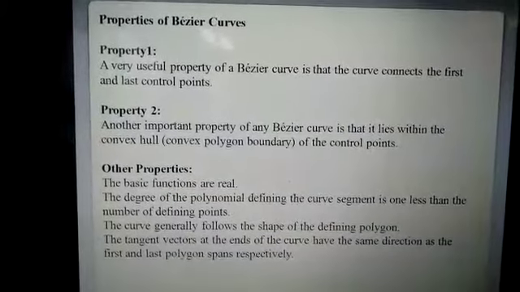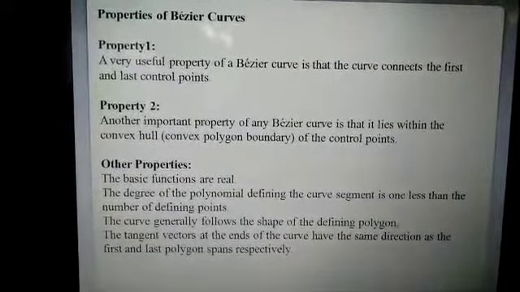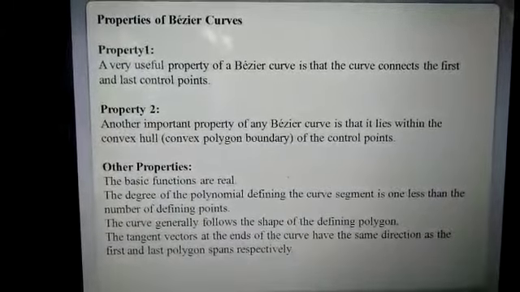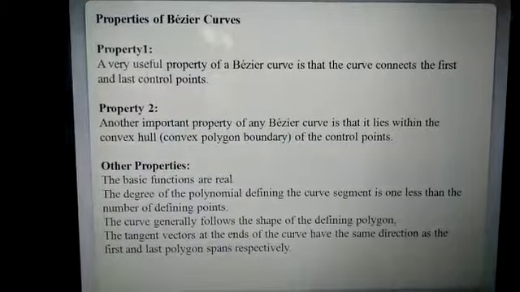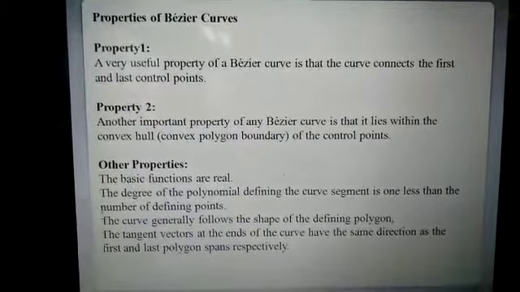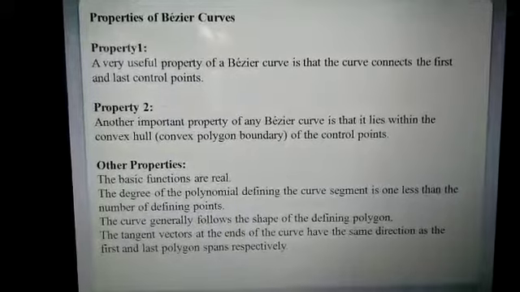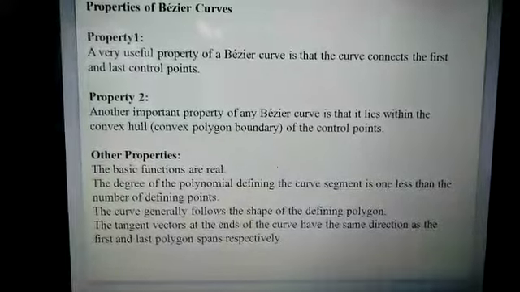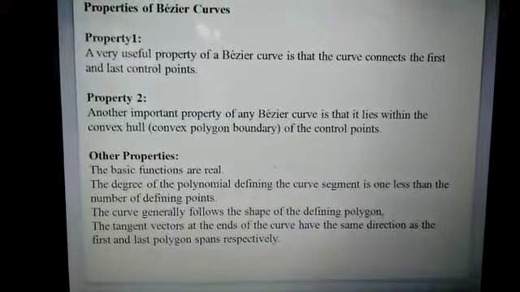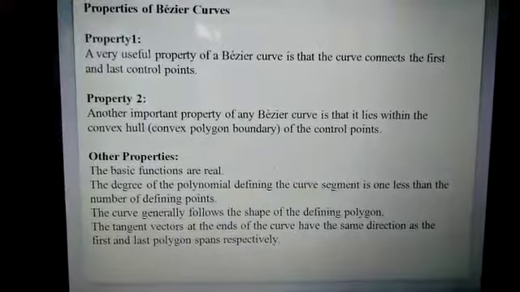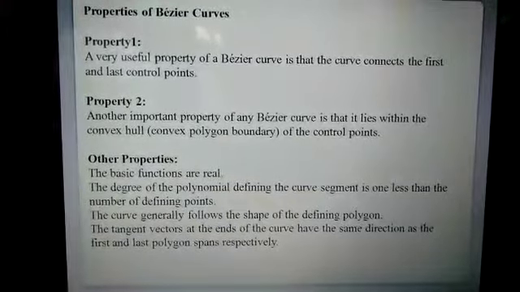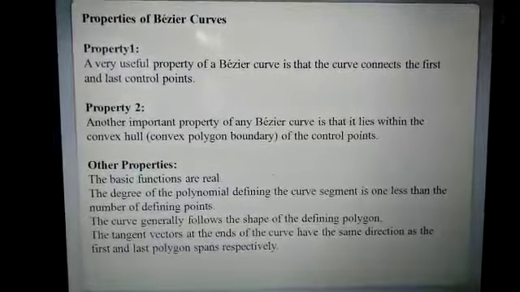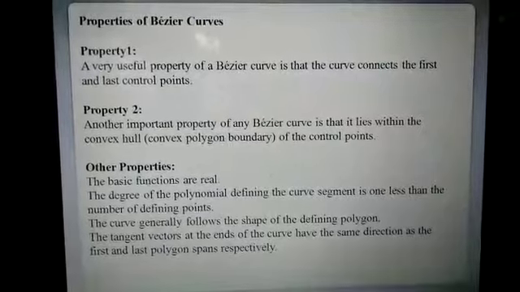Properties of Bezier curves. The first property is a very useful one: the Bezier curve connects the first and last control points. Property 2 defines another important property: a Bezier curve lies within the convex hull. Other properties include that the basis functions are real, the degree of the polynomial defining the curve segment is 1 less than the number of defining points, the curve generally follows the shape of the defining polygon, and the tangent vectors at the ends of the curve have the same direction as the first and the last polygon segments respectively.